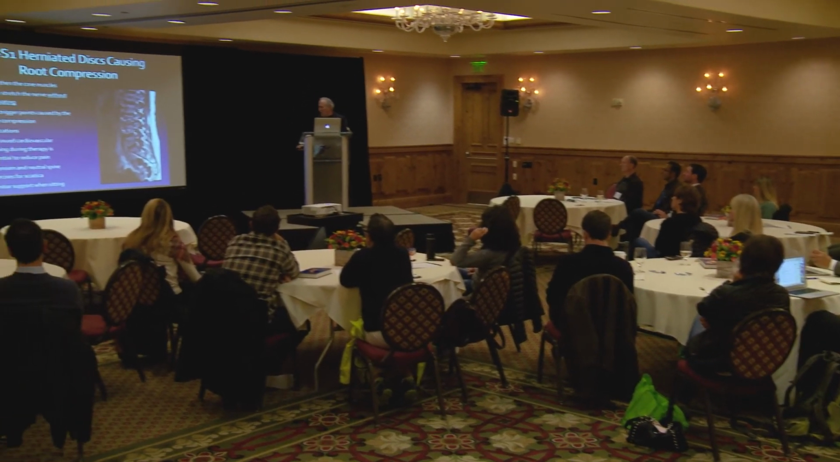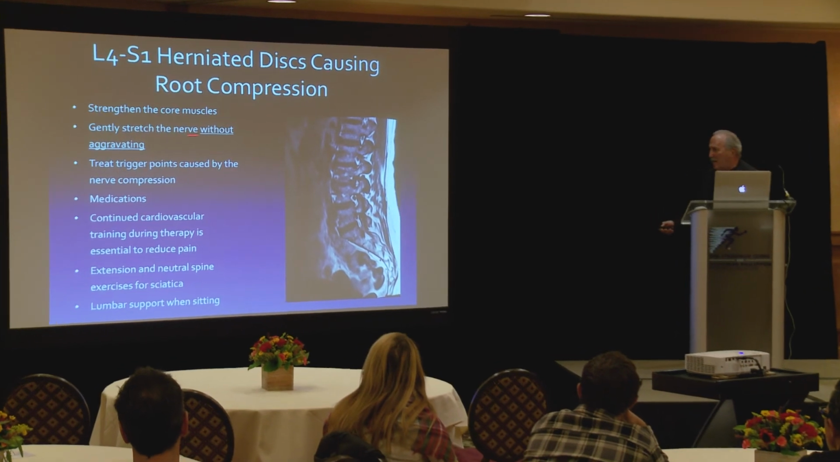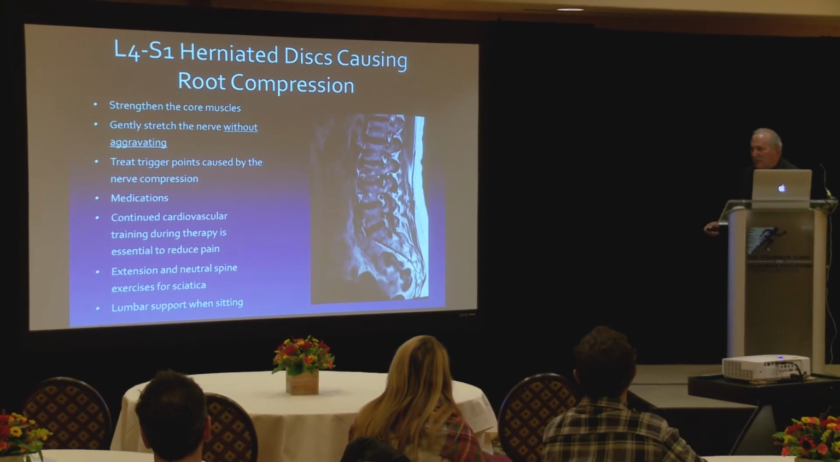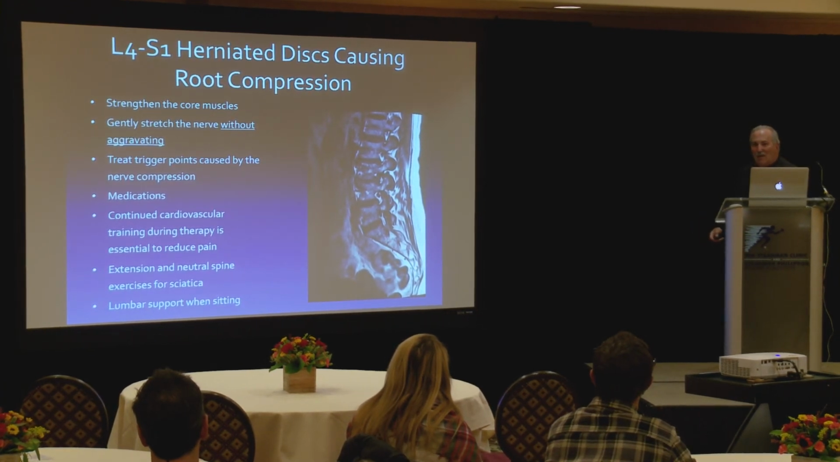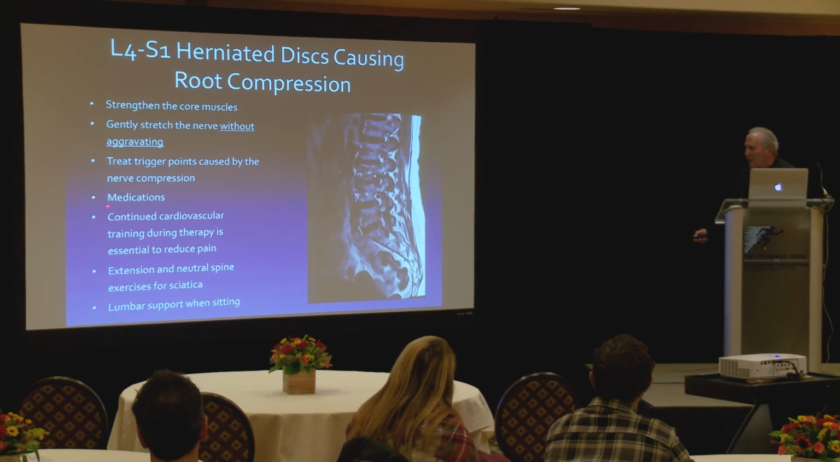Okay, so what do you do for a disc herniation? Somebody comes in with a red-hot radiculopathy. Well, strengthen the core muscles. Find their position of neutral spine. Stretch the nerve without aggravating it. This is the art of taking care of these people. If you stretch it too much, they'll be pissed off at you. Treat trigger points caused by the nerve compression.